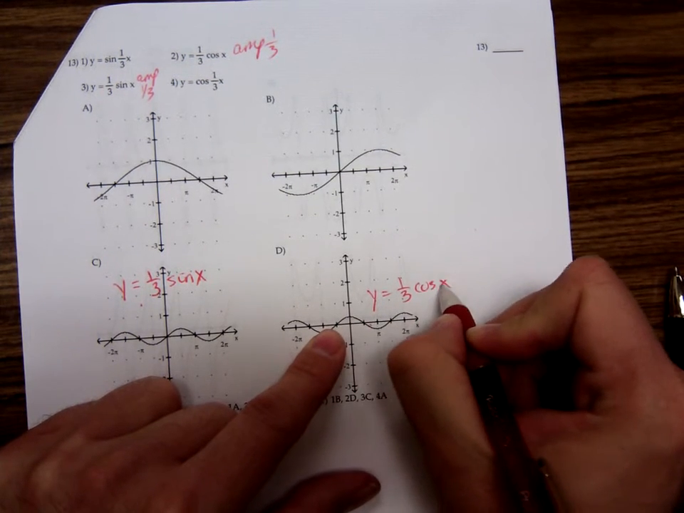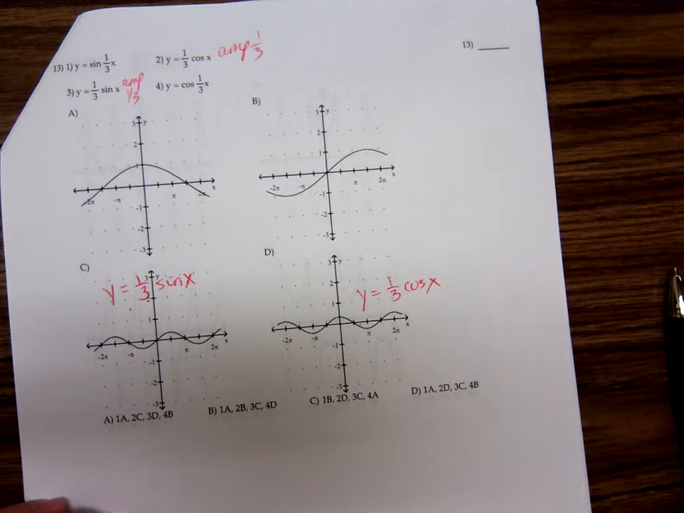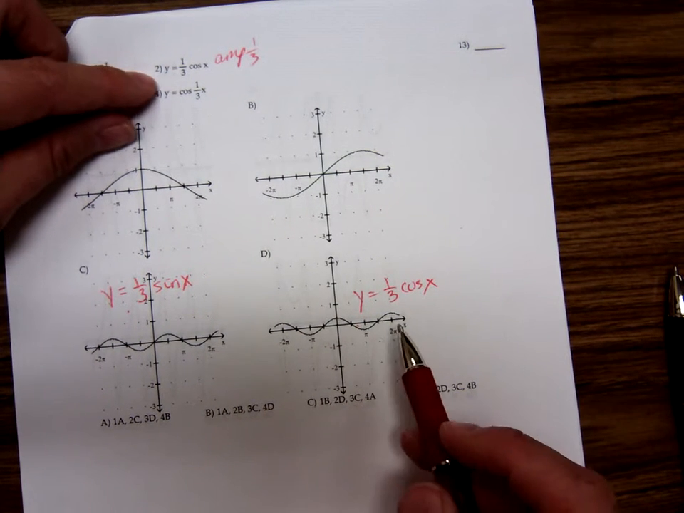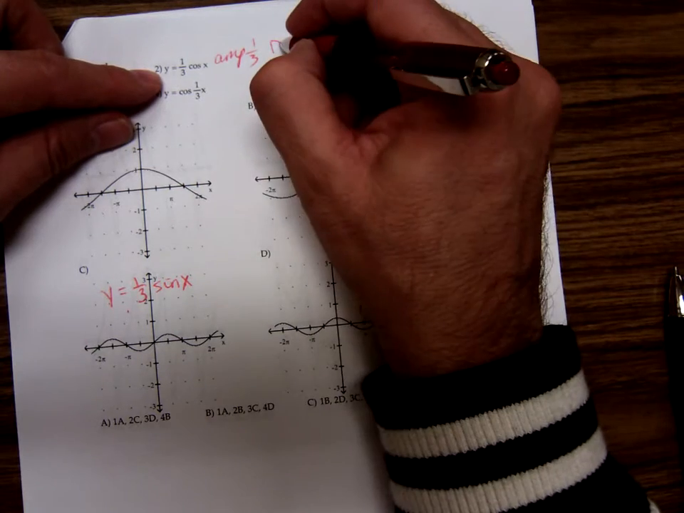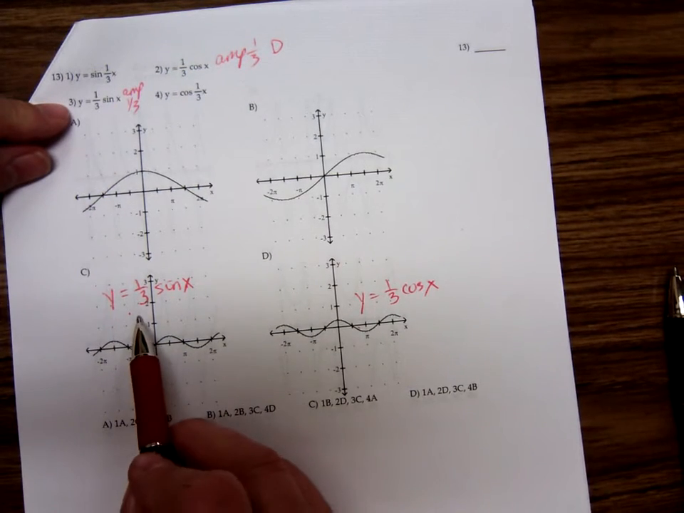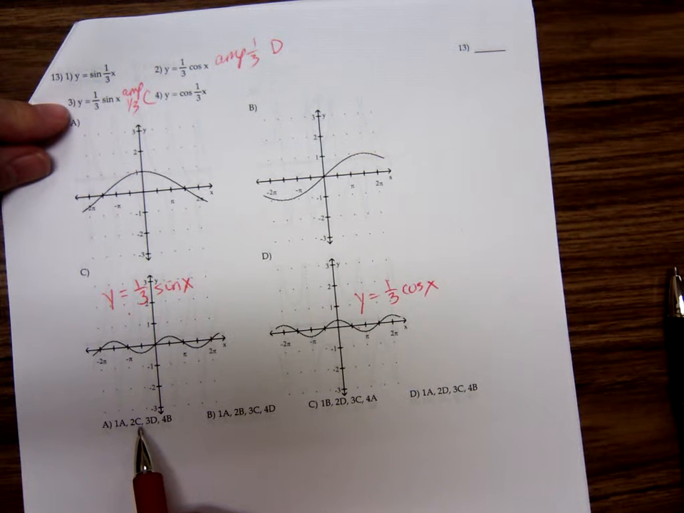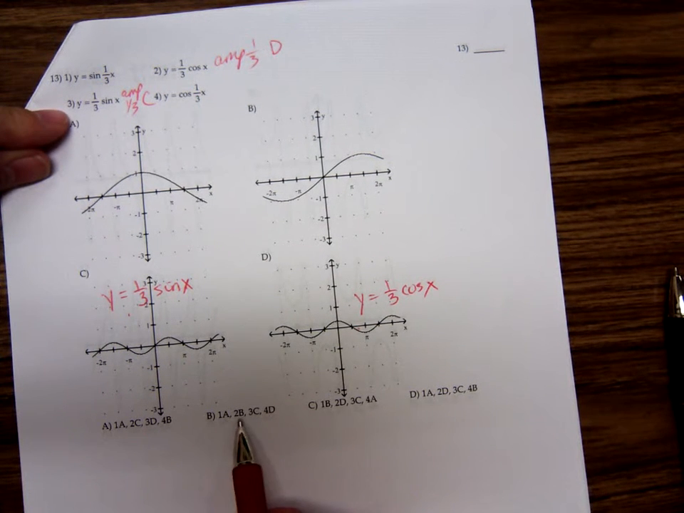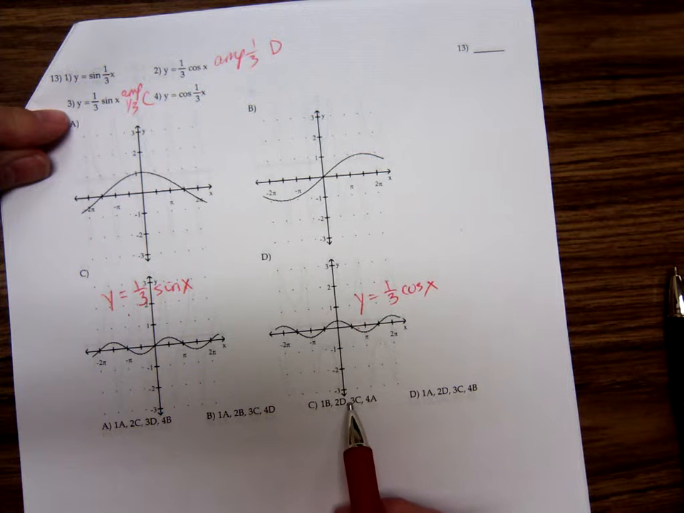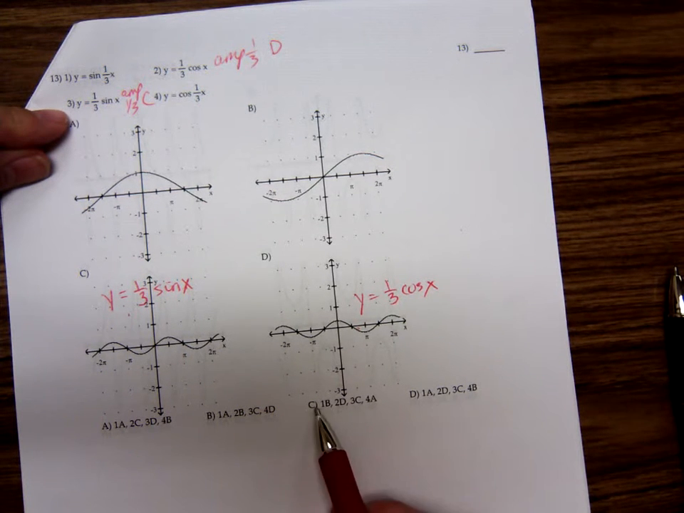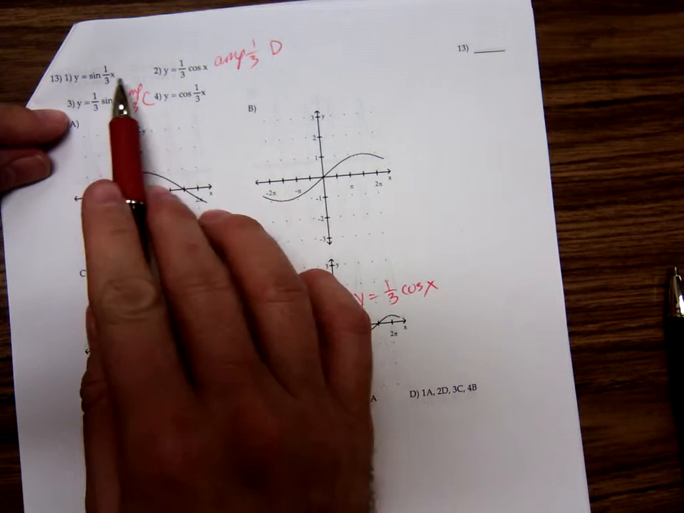So let's see, just out of curiosity, is that enough? If 2 is D and 3 is C, 2D, 3C. Oh, so that's not enough. We can't decide. It's either this one or this one. So let's look at these others.